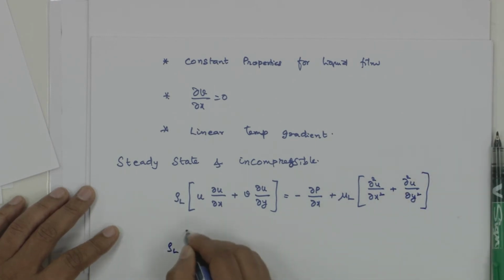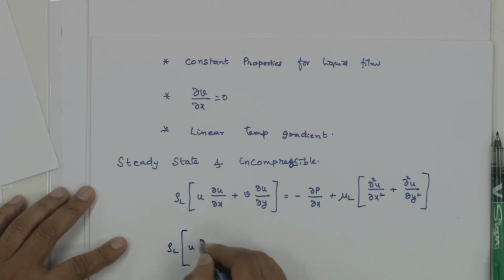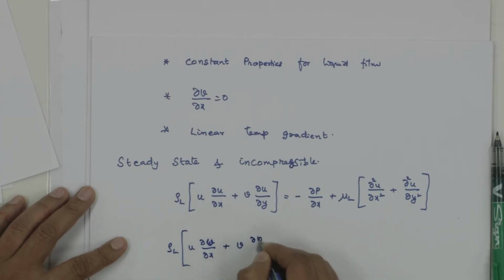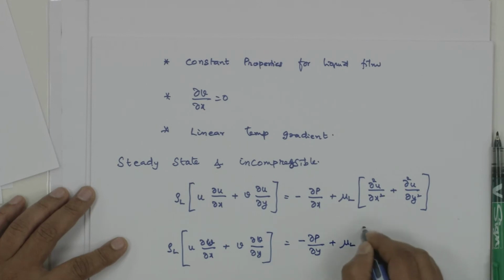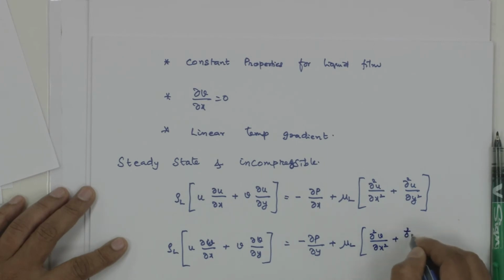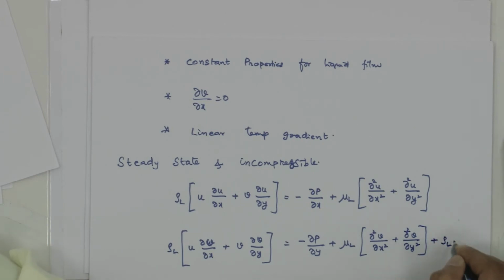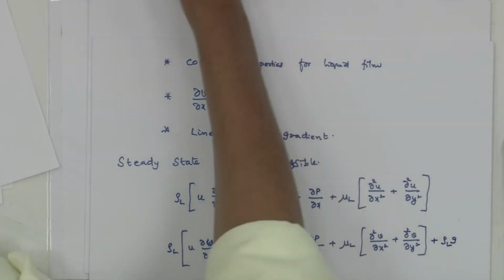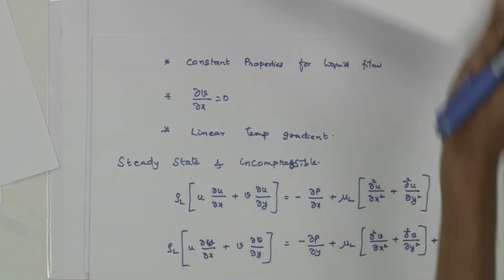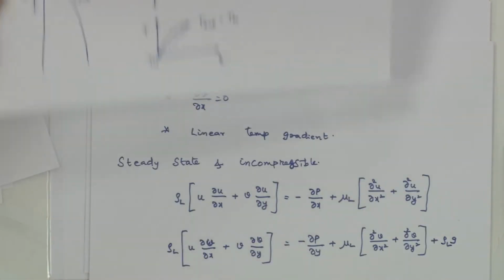And rho L into U del V by del X plus V del V by del Y equals minus del P by del Y plus mu L into del squared V by del X squared plus del squared V by del Y squared plus rho L g. Notice I have taken plus because I have taken y positive. I have considered y as positive downwards. Okay, so plus rho L g. Now dp by dy.